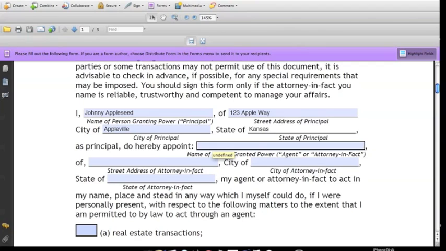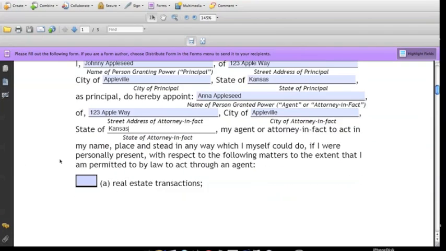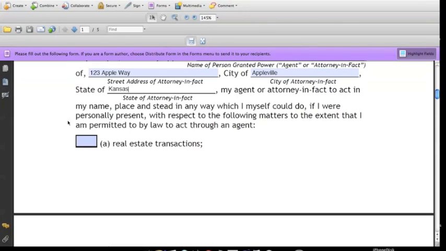Now here is where, in this blank, you're going to write in the name of the agent or attorney in fact. And that is the person that's going to be handling your affairs, handling your power of attorney, we'll say. So we'll just use Johnny's wife, Anna Appleseed. I don't know if that was really his wife's name. And we'll hope she lives at the same address. City, Appleville. State, Kansas.